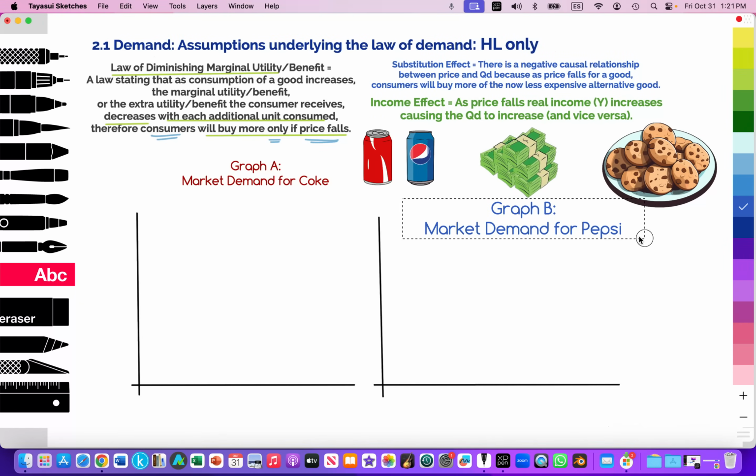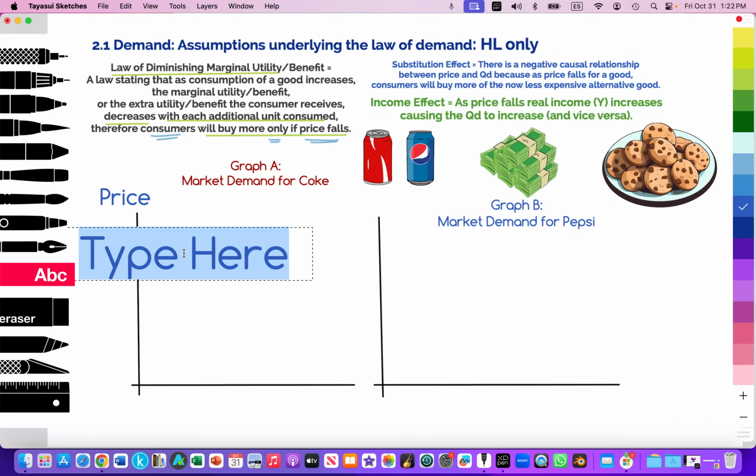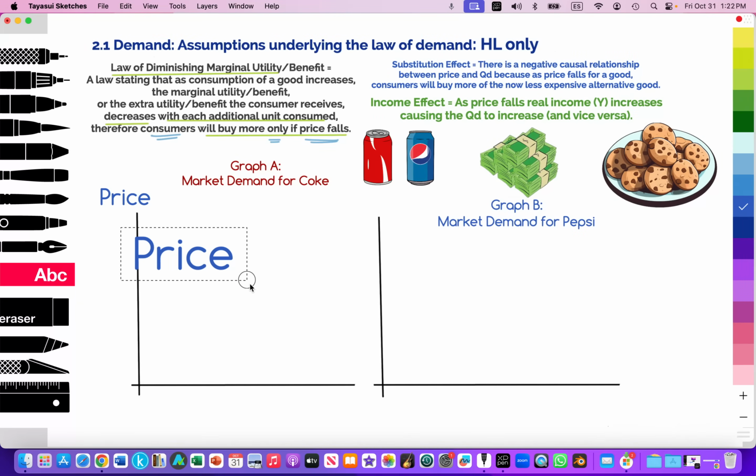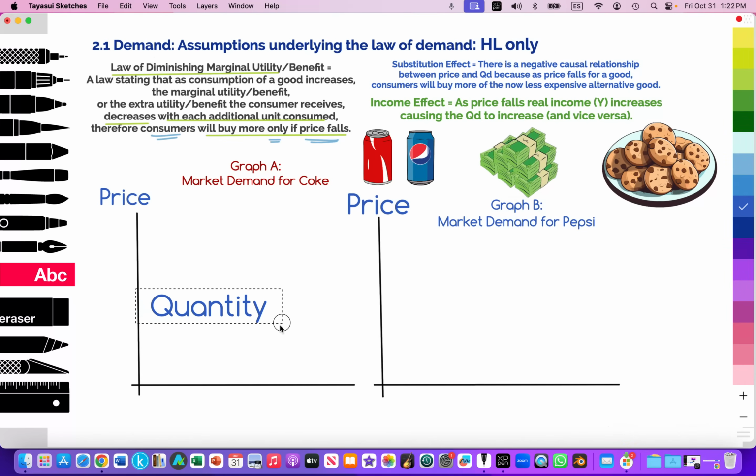Put this right over here. And let's label our X and Y axis. We'll have a price. Price again over here. And the quantities. Almost there. Just bear with me for a second. And quantity here as well.